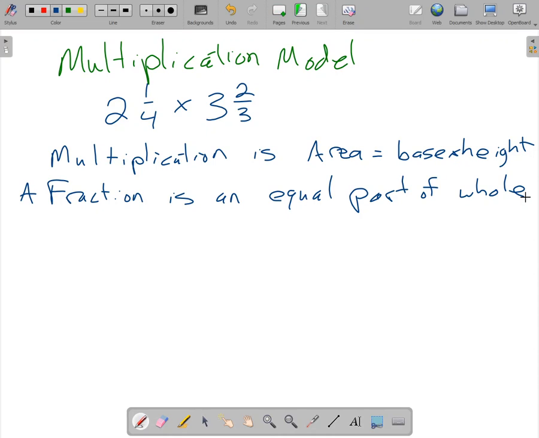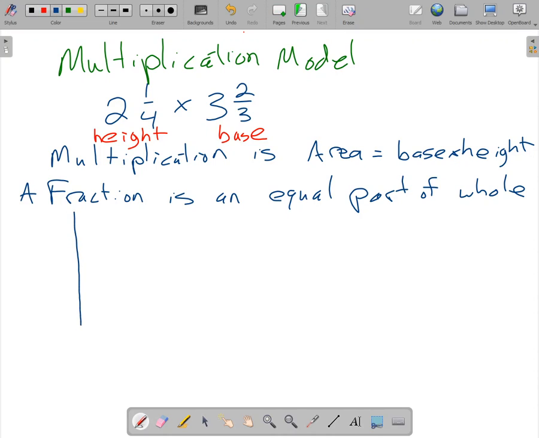And so then I'll attempt to draw this. And I'm going to choose to kind of flip this a little bit to fit it on my screen. I'm going to make the 3 2/3 my base. And I'm going to let the 2 1/4 be my height, so it's easier for me to draw horizontally on this screen. So I want to show that area right there.